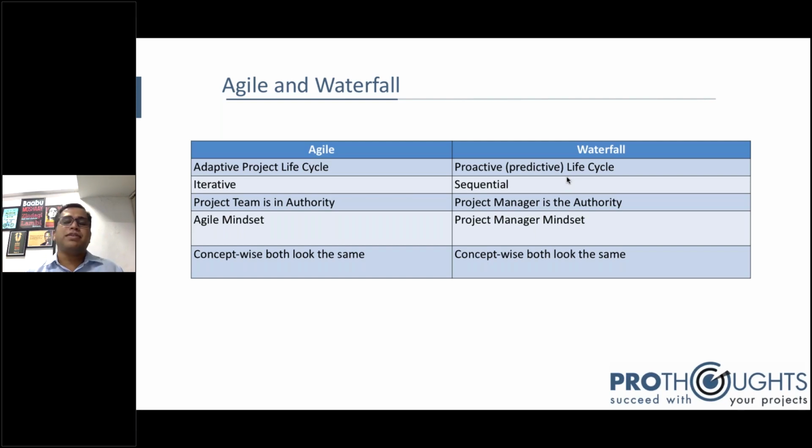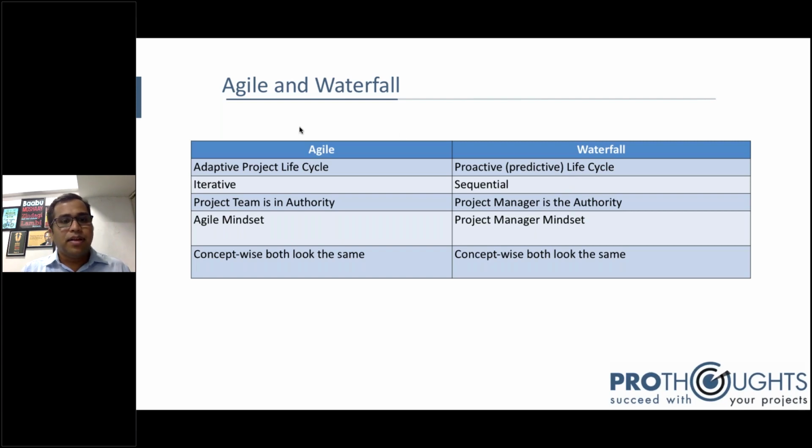Whereas as a project manager, you have a goal. You need to get there whatsoever. So you have a little more controlling mindset. The way you will manage a project will be different from how you manage in Agile. But to me, concept-wise, the project remains the same. Project management overall is the same. Even if I do Prince 2, it will be the same. Even if I do PMP, it will be the same. If I do Agile, it will be the same.